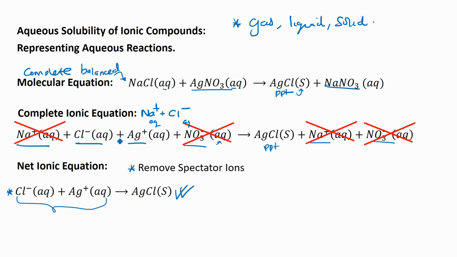So the overall reaction here between sodium chloride and silver nitrate only involves the chlorides and the silvers to make silver chloride precipitate. It's usually white. Now, if you want, you can write it this way: silver and chloride, so that the formula makes sense.